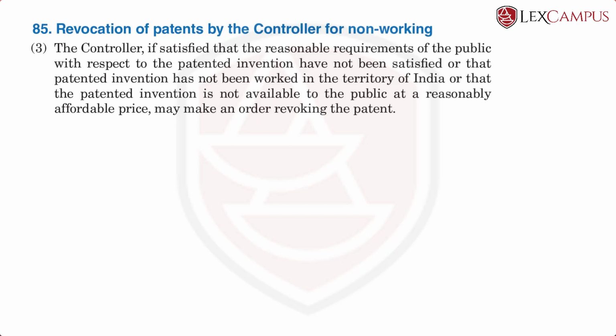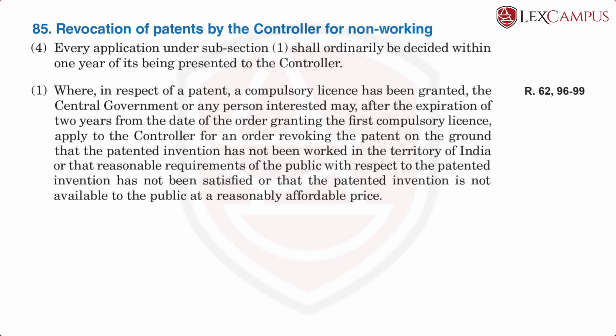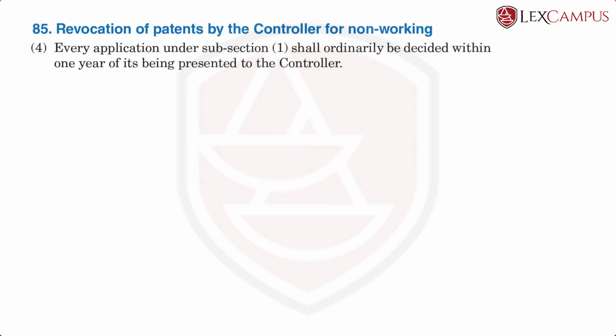Now, if 2 years after the grant of the compulsory license, the grounds on which the compulsory license was sought for still remain, requirements not met, not available at affordable price, and it is not worked in India, then the controller can, if an application is being made, revoke the patent. 4. Every application under subsection 1 shall ordinarily be decided within 1 year of it being presented to the controller. So, here is a time limit given to the controller that the application has to be decided within 1 year.